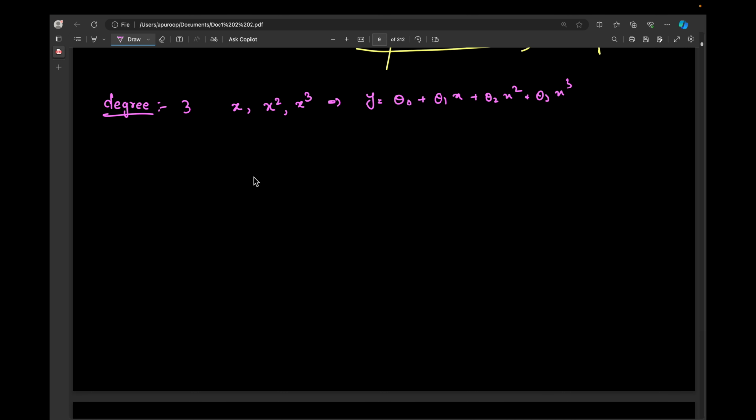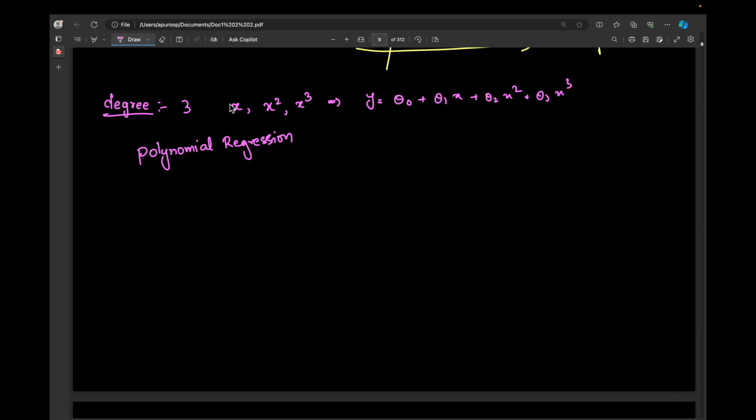Like that, I can add as many features as I want, and I can make my hypothesis more and more complex so that it can fit more points. So this is what we can do with the help of higher degree features. And this technique we call polynomial regression. Till now we have discussed linear regression, in which only degree 1 features will be there, whereas in polynomial regression, we'll have higher degree features.